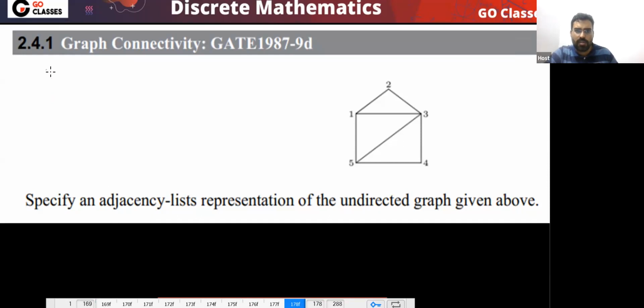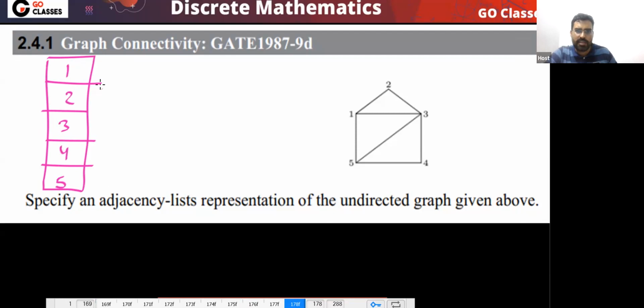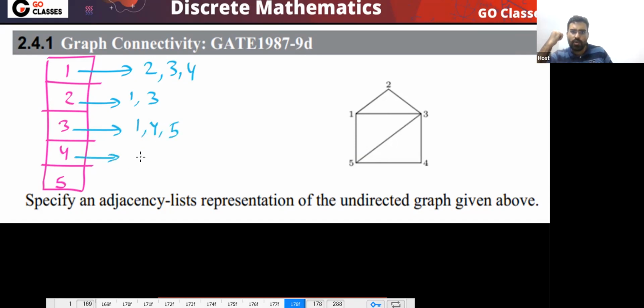Let's check it out. So you have 5 vertices. You will create a list like this, an array. There are 5 vertices: 1, 2, 3, 4, 5. So 1 is adjacent to 2, 3, 5. 2 is adjacent to 1, 3. 3 is adjacent to 1, 4, 5. 4 is adjacent to 3, 5. And 5 is adjacent to 1, 3, 4. This will be your adjacency list.